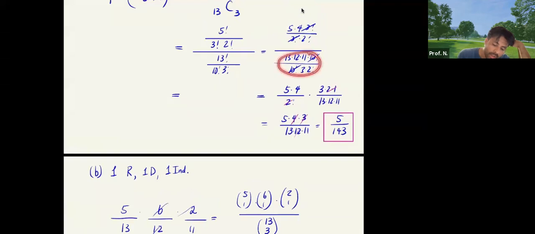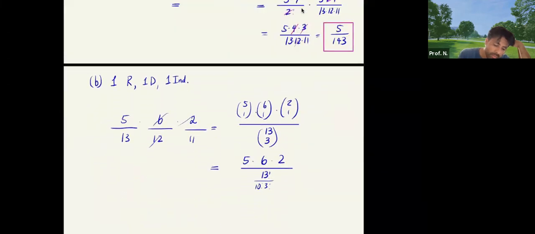It looks like something like this. So it'll be 13 times 12 times 11. So 5 times 6 times 2 over 13 times 12 times 11 over 3 times 2 times 1, which would be 5 times 6 times 2 over, this is 3 factorial over 13 times 12 times 11.